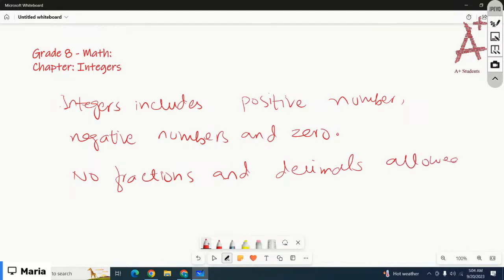Here are examples of the integers: 0, positive 1, 2, 3, 4, 5, and negative 1, negative 2, negative 3, negative 4. These are the integers, right?